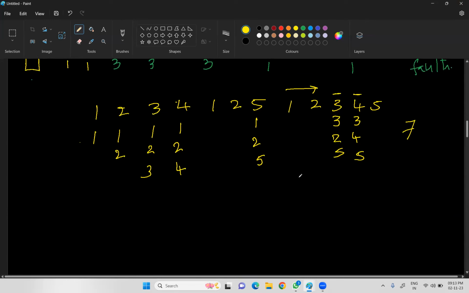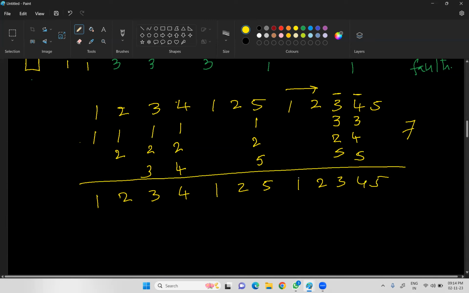Whereas for the same string, if 4 frames are taken, 1, 2, 3, 4, 1, 2, 5, 1, 2, 3, 4, and 5, we take FCFS, first come first serve, wherever. So the doubt is why it was replaced with 1 and why not 2. That is what I told you. It is FCFS, first come first serve. So it has been replaced here, then 4 will be replaced here.